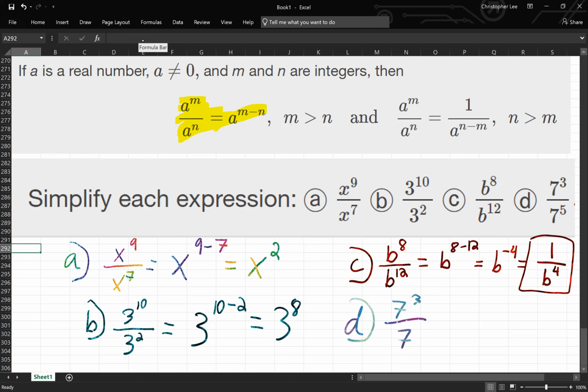And make it positive. So Theo, try. What's the answer to A?